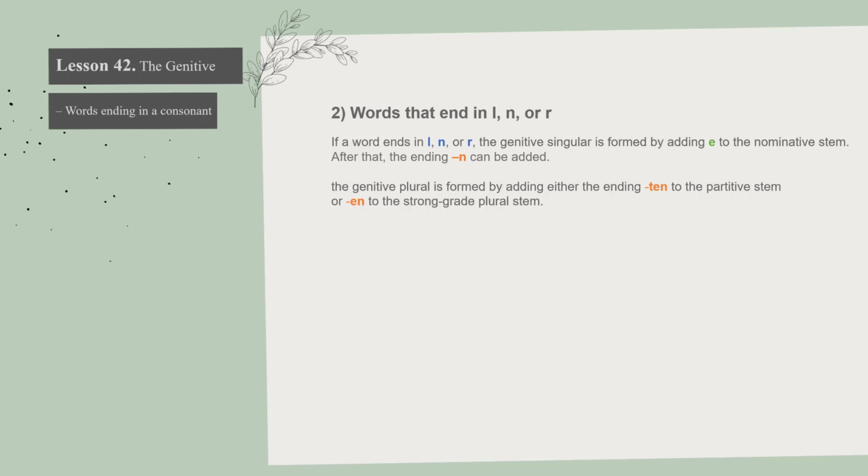If a word ends in l, n, or r, the genitive singular is formed by adding e to the nominative stem. After that, the ending n can be added. The genitive plural is formed by adding either the ending ten to the partitive stem or n to the strong grade plural stem.